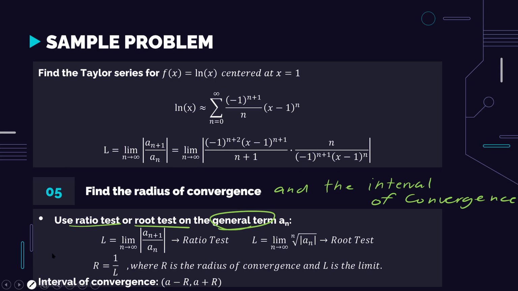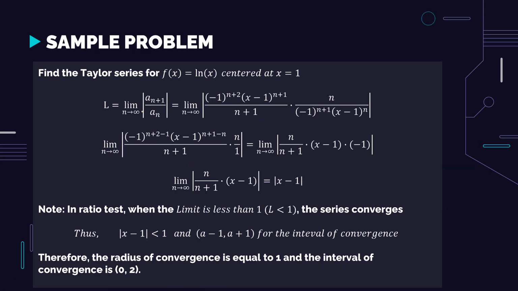Given that we have this general term, our general term is this one, right? So we use the ratio test to evaluate the limit. After evaluating this, you will arrive at this answer, x minus 1. Take note, in the ratio test, when the limit is less than 1, the series converges.